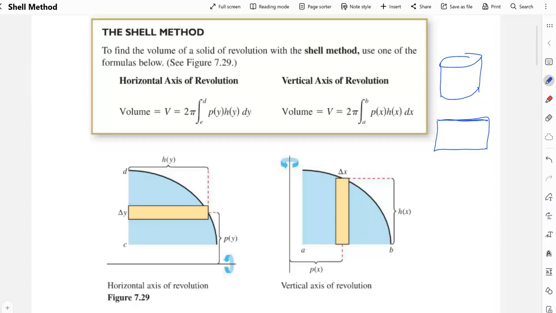If we have a horizontal axis of revolution, the distance from the representative rectangle to the axis of revolution is going to be our p of y. So we're thinking about that as a vertical distance instead of a horizontal distance. That's why we're thinking about things in terms of y instead of in terms of x. And then we've got the height that we're going to think about in terms of y.